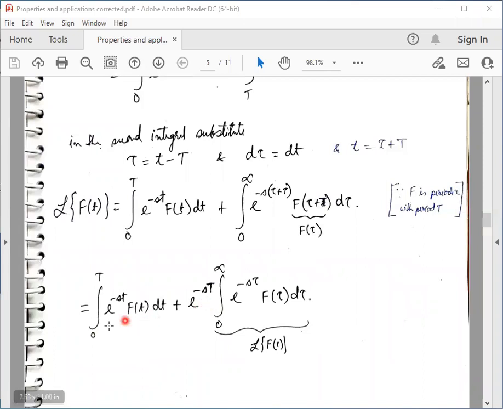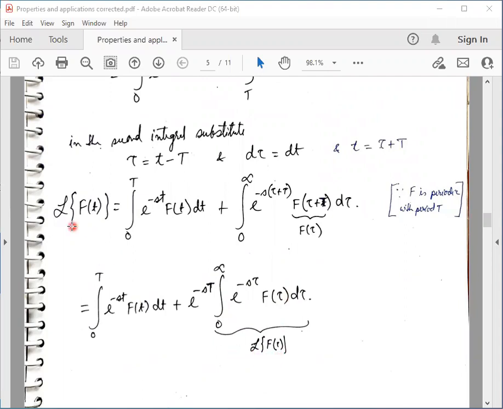The first term remains unchanged. So I have done nothing to the first term. I have simply made my simplifications in the second term. So e to the power minus st, I have taken it outside. And then what remains inside is the integral of e to the power minus s tau f of tau d tau. And what is this? This is nothing but the definition of the Laplace transform of the function f of t. So this part we replace by the Laplace transform of f of t.